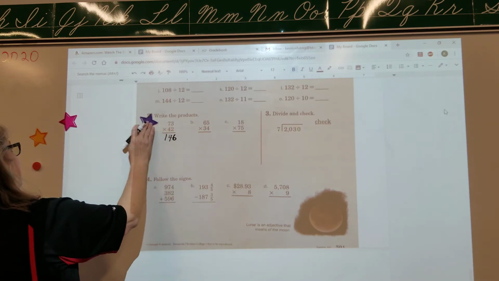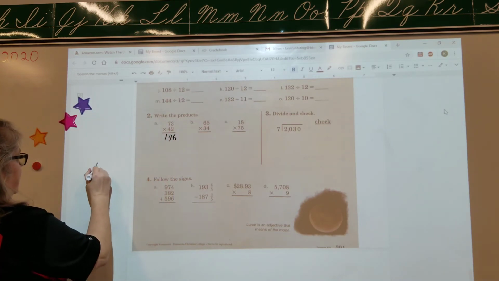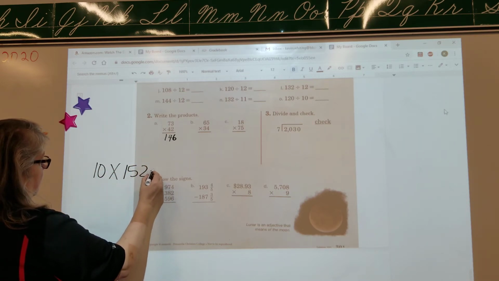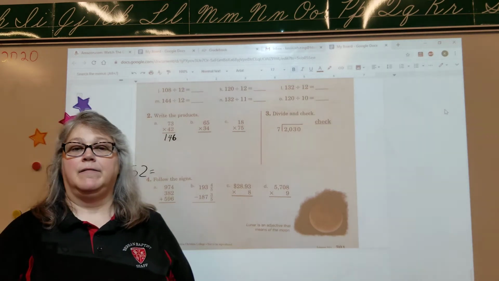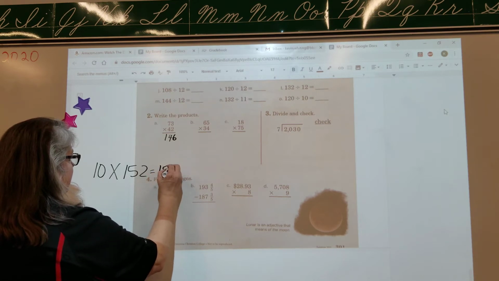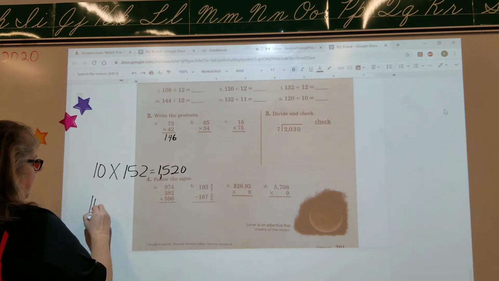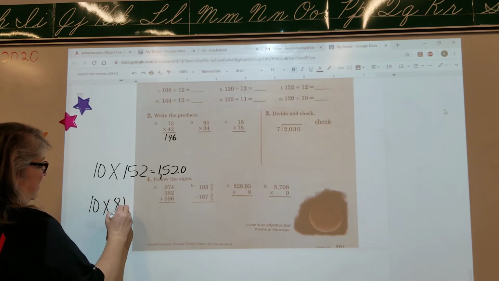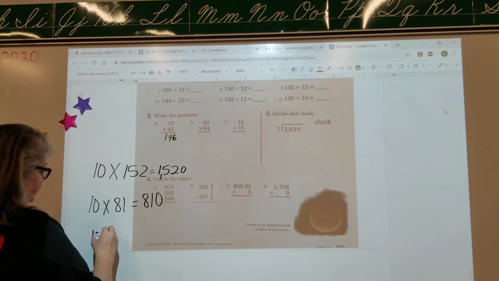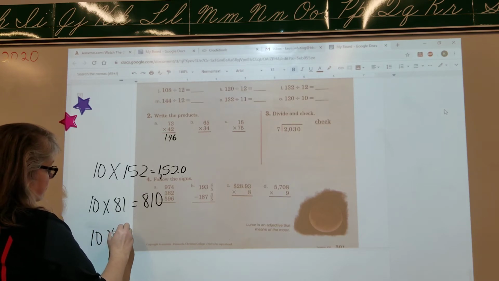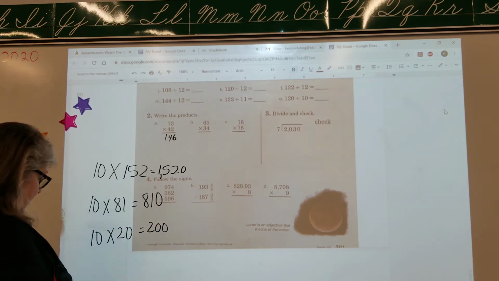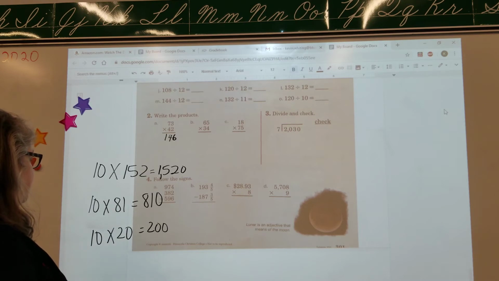Here's what I want us to do. Remember, when we times 10, any number times 10, so 152 times 10, we always just do what? Add a 0, right? So 152 times 10 is 1,520. If we multiply 81 times 10, then it's 810. If I multiply 20 times 10, then it's 200. All you have to do is add another 0, add another 0. So that's what we're doing.